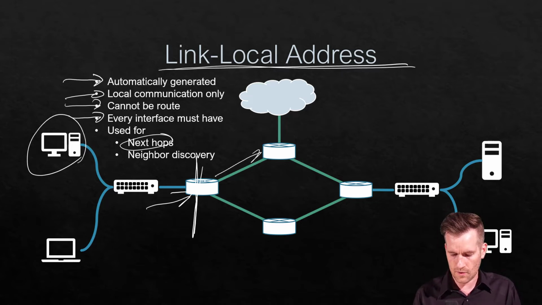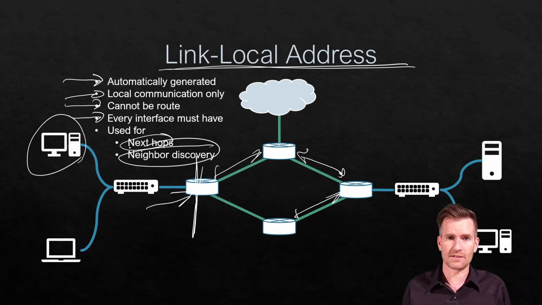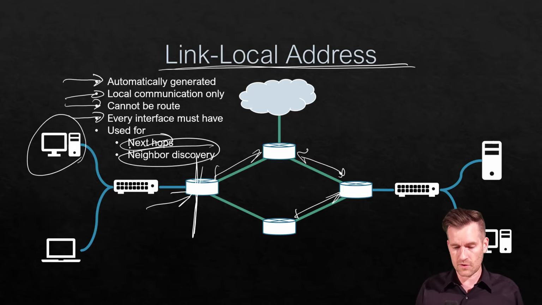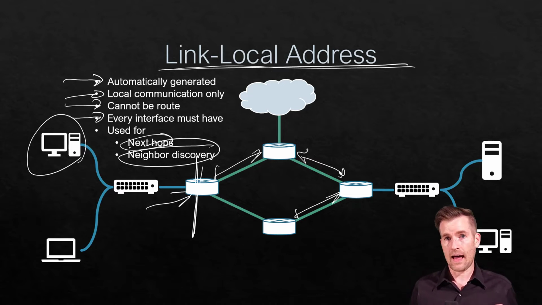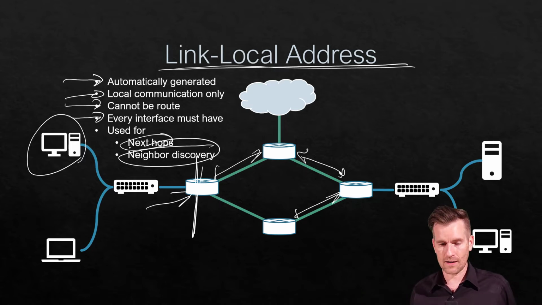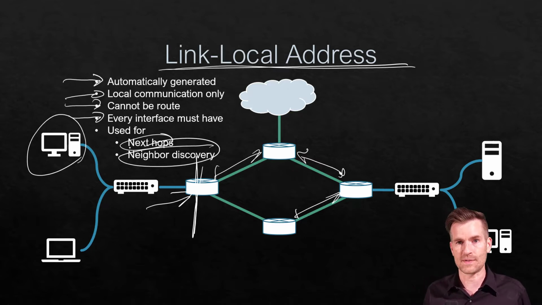And it's used for things like next hops. If you're talking about routers and they're communicating, a lot of times they just use link local addresses to communicate back and forth. And then it also can be used for neighbor discovery. Neighbor discovery actually does quite a few things. The neighbor discovery protocol is associated with the IP version 6 protocol. Neighbor discovery can be used for things like discovering where the default gateway is and how to get out of the network. And then it also can be used to discover things like the MAC address of other machines. So neighbor discovery does a few things for us, and we'll get into more specifics on that.